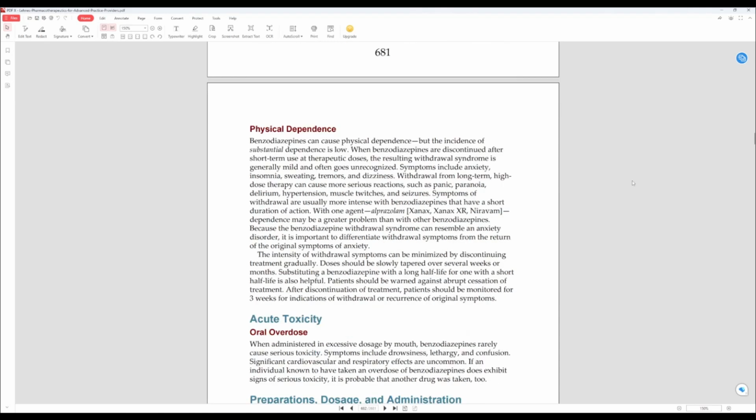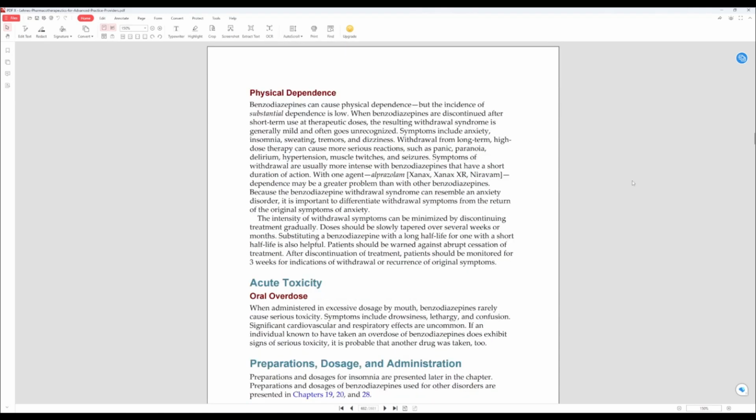So, it's physical dependence, therefore. Benzodiazepines can cause a physical dependence, but the incidence of a substantial dependence is again considered low. When benzodiazepines are discontinued after short-term use at a therapeutic dose, the resulting withdrawal syndrome is generally mild and often goes unrecognized. Symptoms include anxiety, insomnia, sweating, tremor, and dizziness. Withdrawal from long-term, high-dose therapy can cause more serious reactions, which include panic, paranoia, delirium, hypertension, muscle twitching, and seizures.